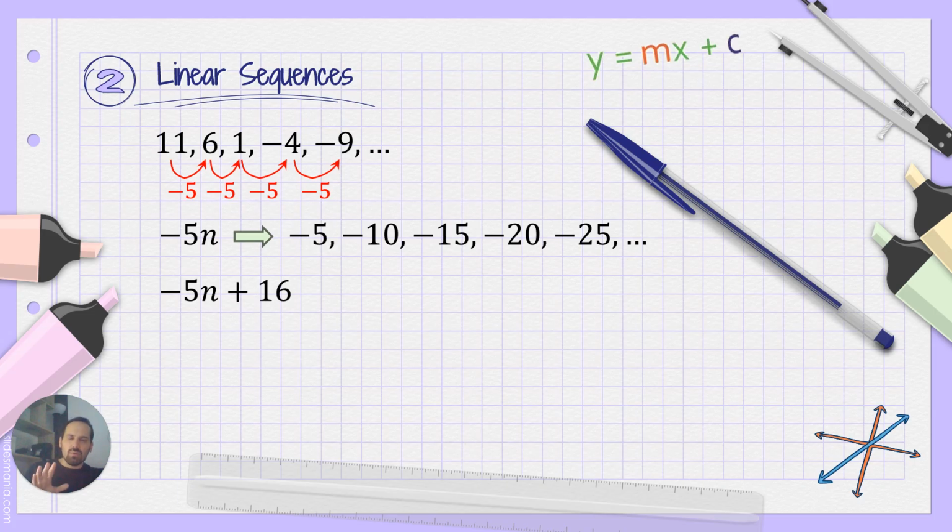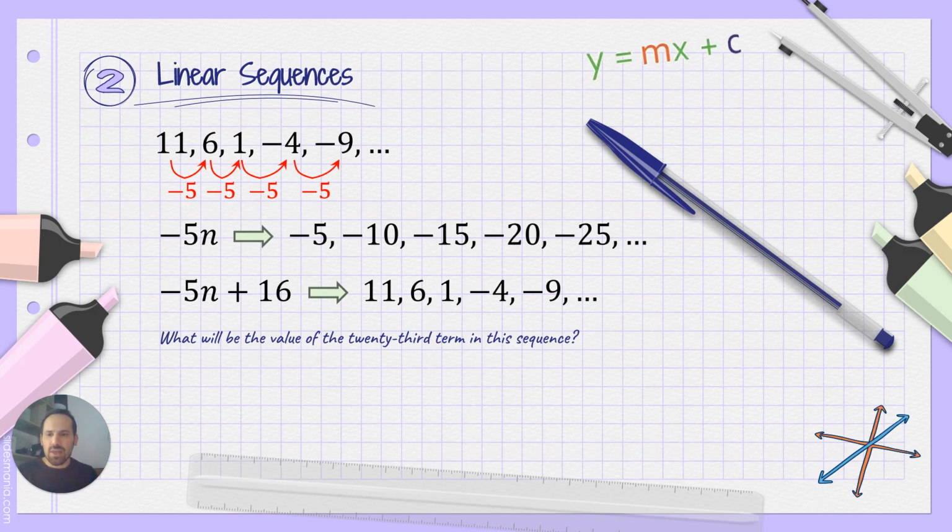Again, just look at the first term, it's normally the easiest thing to do. Minus 5. What do we need to add or subtract to that to get it to 11? Well, it's adding 16. So if we add 16 to all those terms, you see it gets to 11, 6, 1, minus 4, minus 9. So you see it now matches. So this is now our generator function for this sequence. f of n being minus 5n plus 16 would generate the nth term of this sequence.